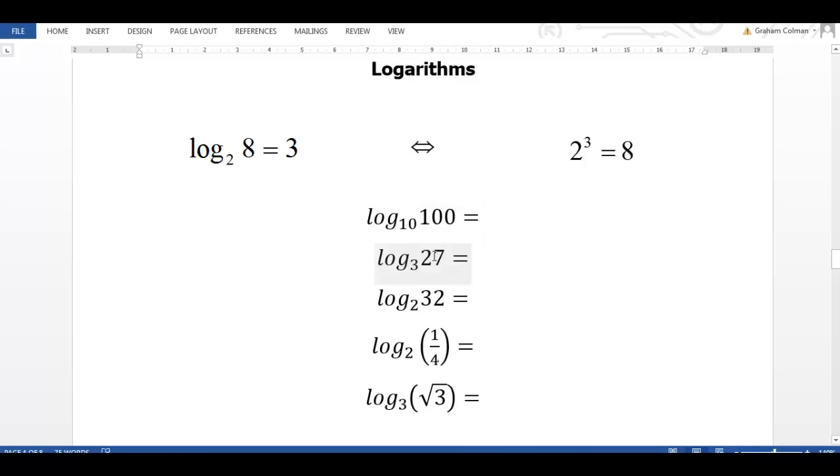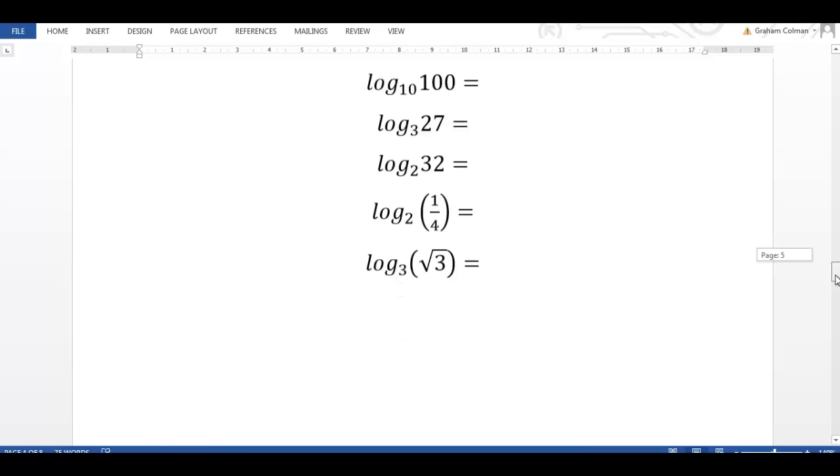What power of 3 makes 27? What power of 2 makes 32? What power of 2 makes a quarter? You will know about that from the work you've done in Core 2 on indices. And what power of 3 makes root 3? So have a go at figuring out what the answers to those log questions are, and when you're ready, we'll move the video on to tell you what those answers are.